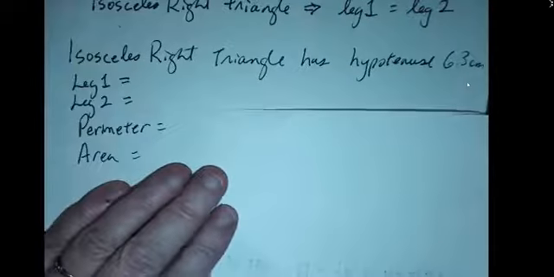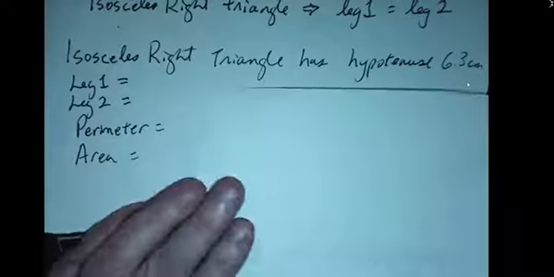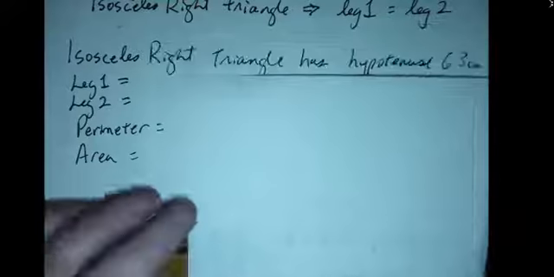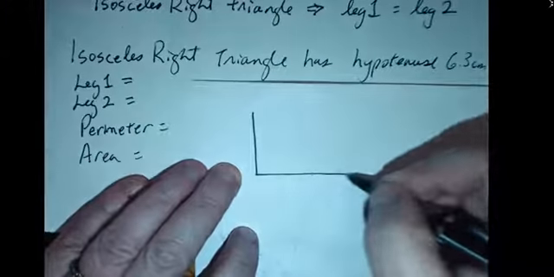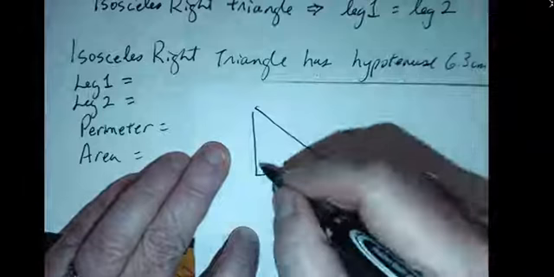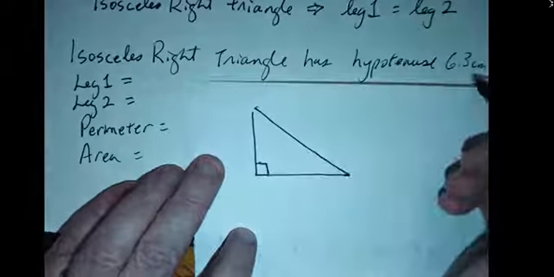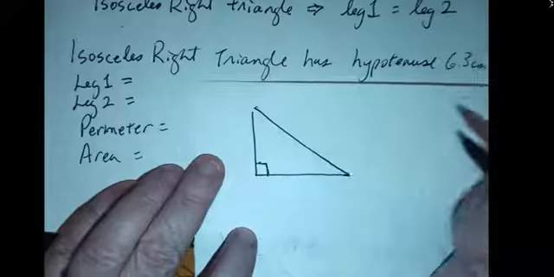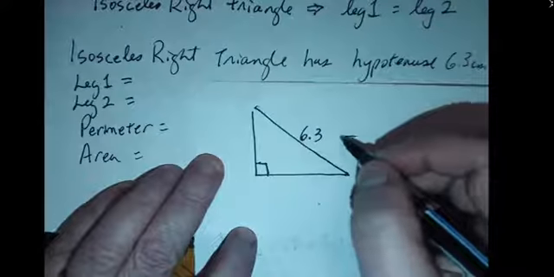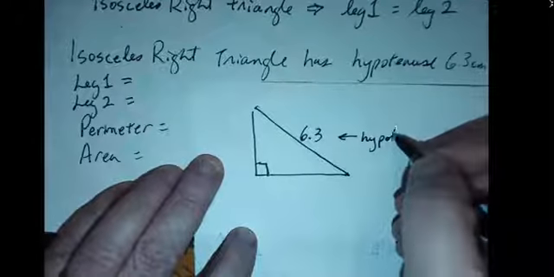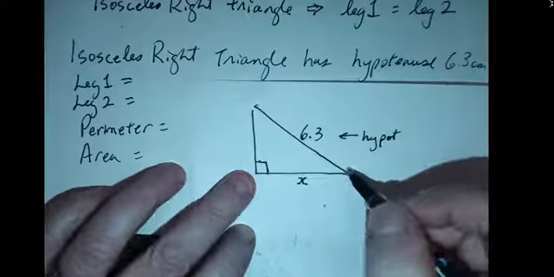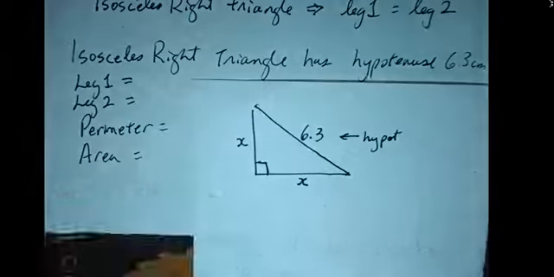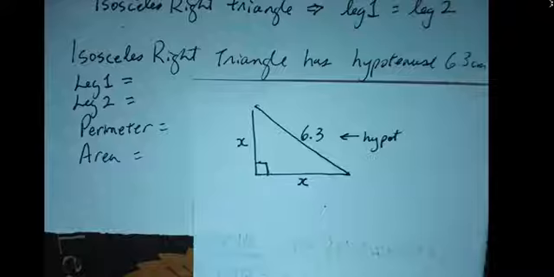Well, first of all, let's draw it. We haven't been given a drawing here, so I'm going to just draw it. You can draw it any way you want. I like to draw them like this. So there's my right angle, and the hypotenuse, which is opposite the right angle, is 6.3. Now these two legs are equal because it's isosceles, so if one has length x, then because they're equal, so does the other. So I need to find out what x is.